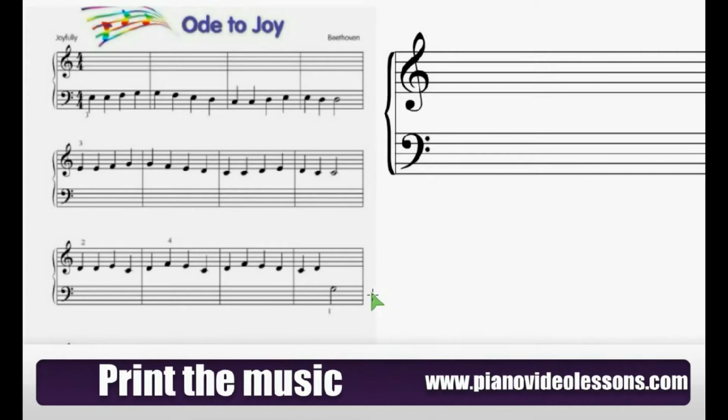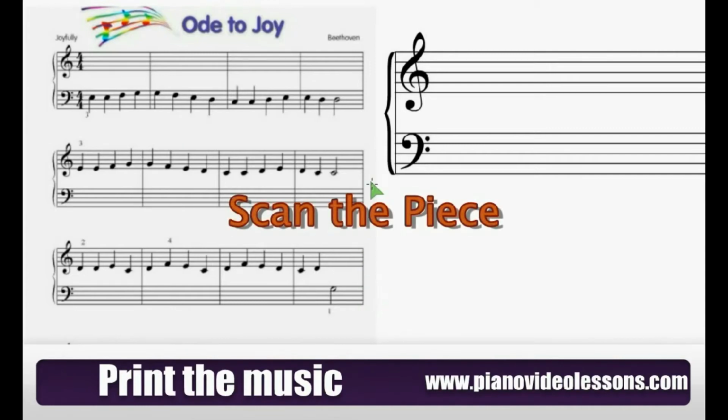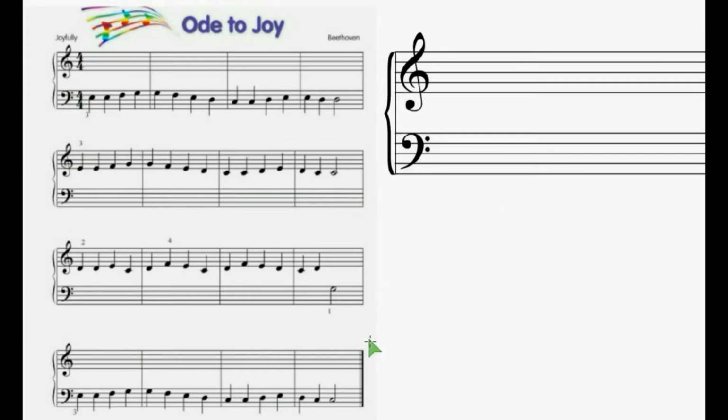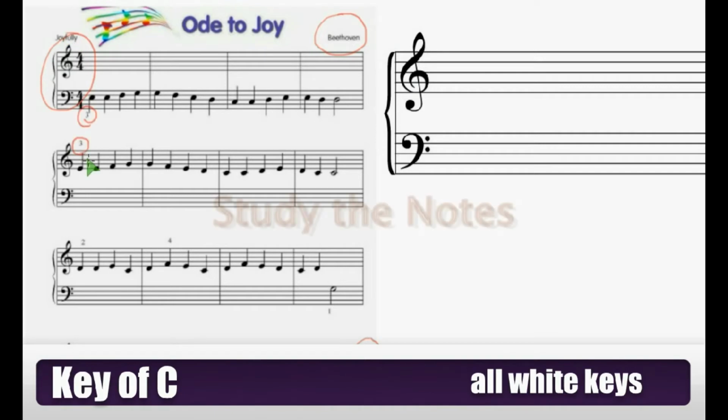To look at Ode to Joy away from the piano first of all, I'm just going to give the music a quick scan and see what it's all about. We see that it's got 4 lines, and this is the end of the piece marked by the double bar line. It's written by Beethoven, and it's in the key of C.